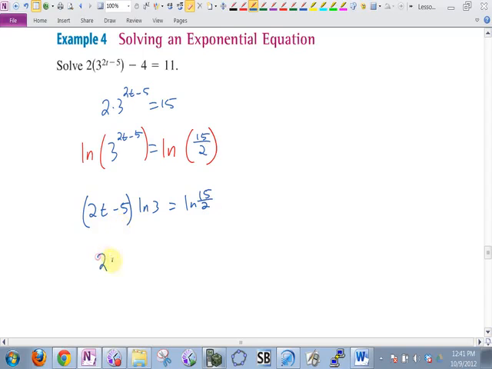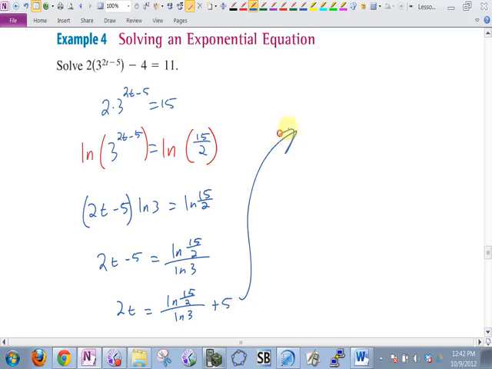Alright, let's divide by natural log 3. And then what? Add 5. So we got natural log 15 halves over natural log 3 plus 5. And then divide by 2. So t equals natural log 15 halves over 2 natural log 3 plus 5 halves.